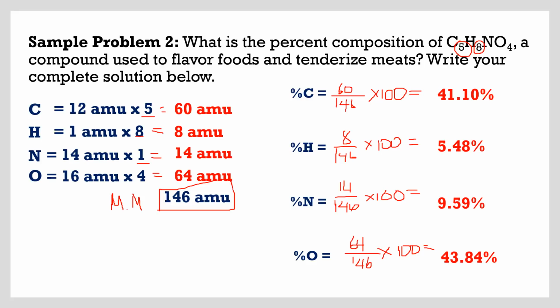So 41.10 plus 5.48 plus 9.59 plus 43.84 will give you 100.01. Like what I have said, if your answer is 100.0 something or 99.90 something, then that is still correct. Therefore, for this problem, this compound has 41.10% carbon, 5.48% hydrogen, 9.59% nitrogen, and 43.84% oxygen.